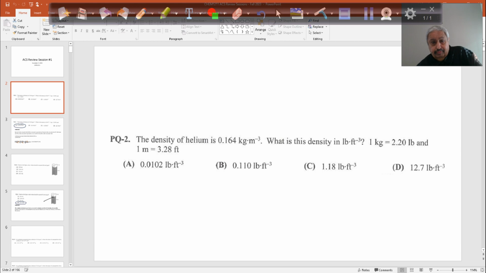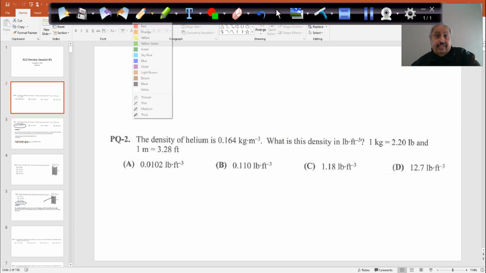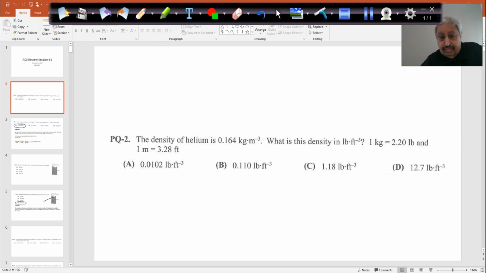We'll start with the conversion, and as you can see, this is the first problem here. You have the density. Density is a ratio between mass over the volume. But here it's not just about the value of the density, it's about the conversion between English to metric, metric to English, and vice versa. So here, the density of the helium is this one here, kilogram per cubic meter. And what is the density in pound per cubic foot?